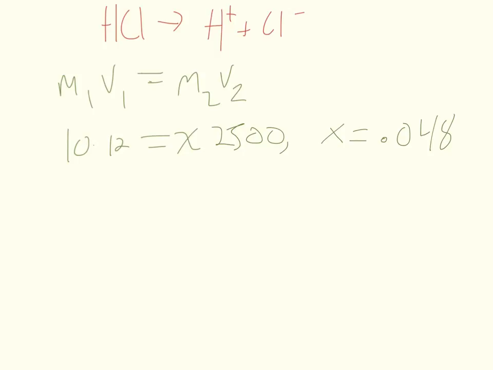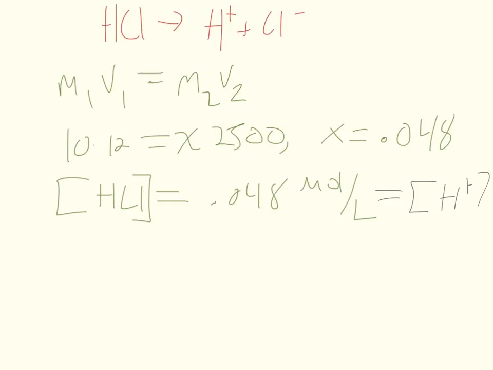Okay, so that's a concentration. The concentration of HCl is now equal to 0.048, so that's moles per liter. The hydrochloric acid, HCl, dissociates into H+, and there's a 1 here and a 1 here. It's a 1-to-1 ratio. Because of that, I know that this is also equal to the concentration of hydrogen ions. Well, if I know the concentration of hydrogen ions, I'm one step from pH.